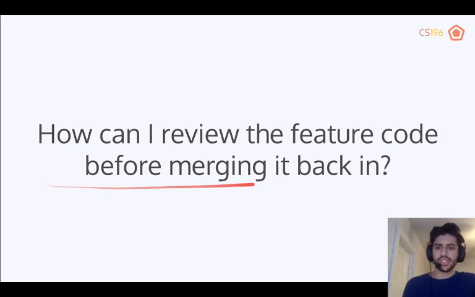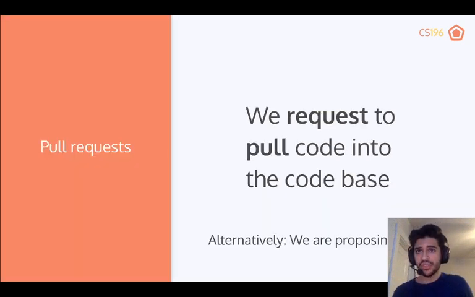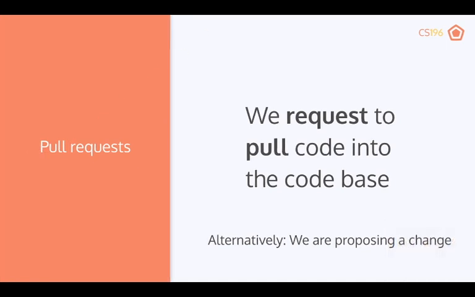So this is our new concept. How can we review the feature code back to master before we merge it back in? This is this idea of pull requests. So I'm covering the slide a little bit here. Pull requests are basically saying that we are requesting to pull code into the code base. So alternatively, we are proposing a change.